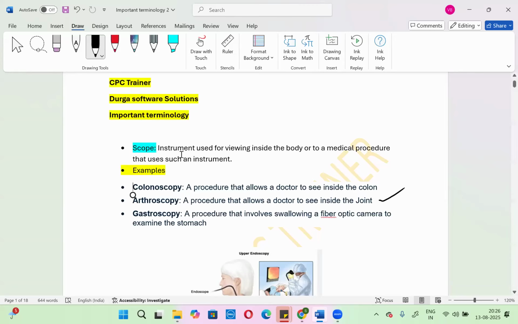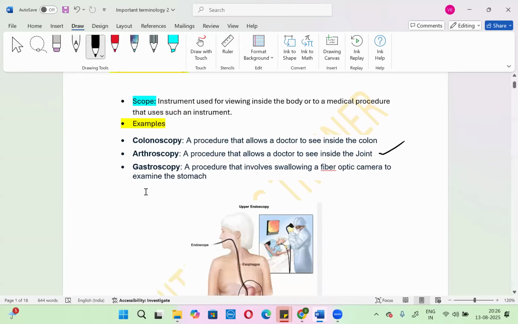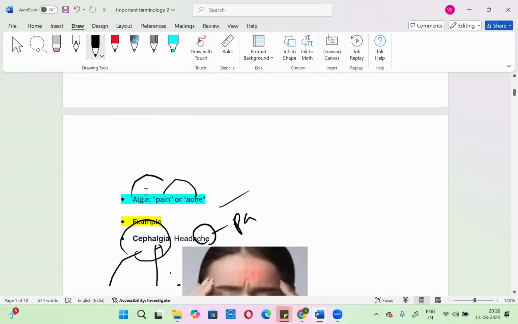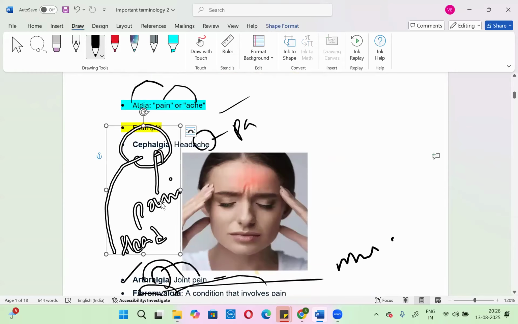Scopy is instrument used to view inside the body. And example is colonoscopy. What is colonoscopy? It is a procedure used to examine inside the colon. It is a procedure used to view inside the colon. That's it. If it is done, I'll go to the next thing.